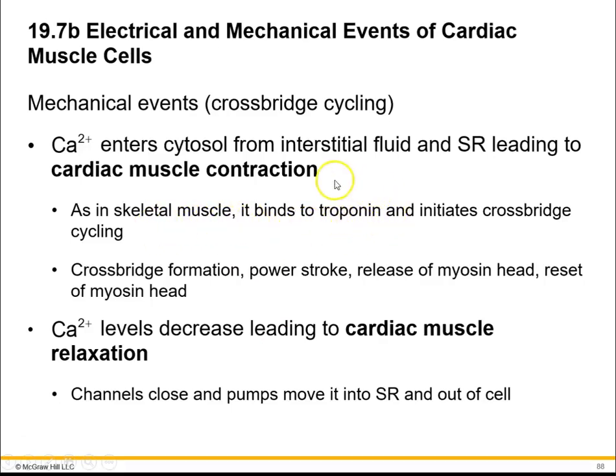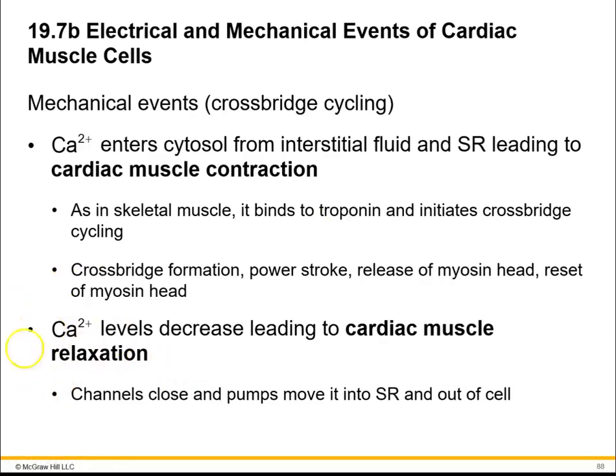So calcium is going to bind to troponin. That's going to cause troponin to change its shape a little bit. And that change in shape is going to move the molecule tropomyosin out of the way. Remember, tropomyosin is normally blocking the myosin binding sites on the actin filaments. So when tropomyosin is moved out of the way, myosin can bind to actin. And that's when you get cross-bridge formation, you get the power stroke, you get the release of the myosin head, and then you get the reset of the myosin head, and the whole thing can start over again.